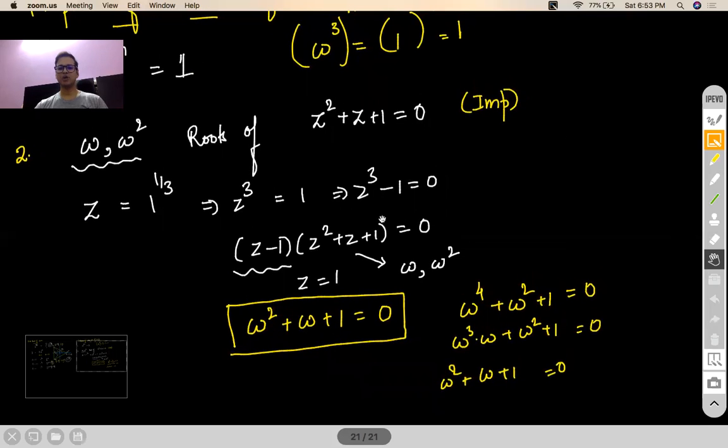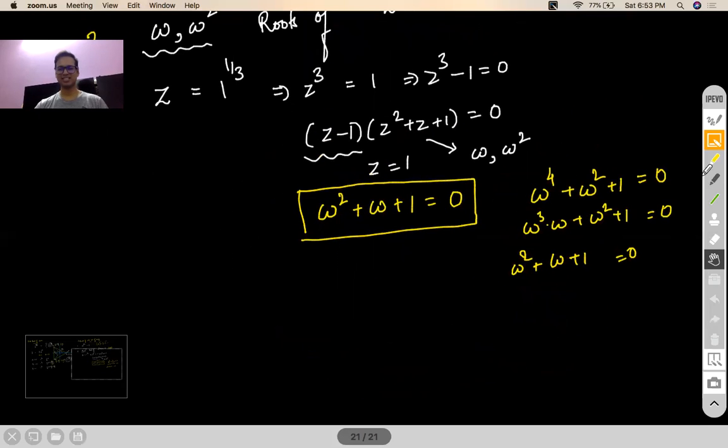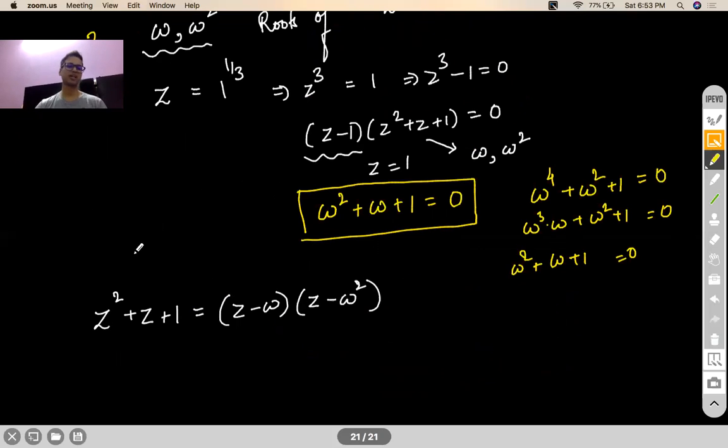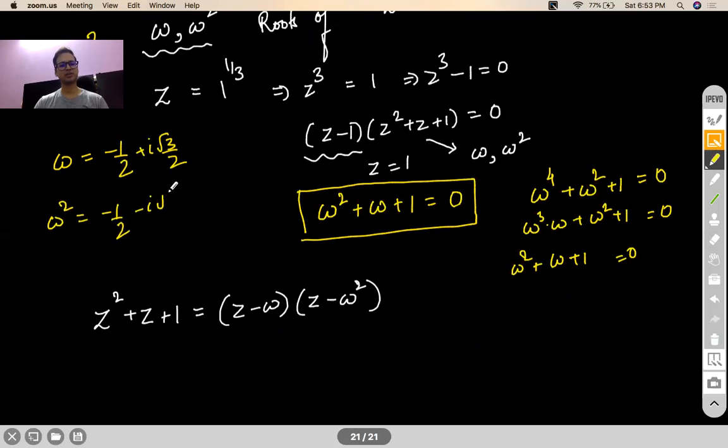that now you can factorize an expression like this, which you were not able to factorize before. So this is factorizable as this. I hope you know what your omega and omega square are. Anyways, I'll write it down again. Omega is minus half plus i root 3 by 2, and omega square is minus half minus i root 3 by 2. Okay, don't forget this.